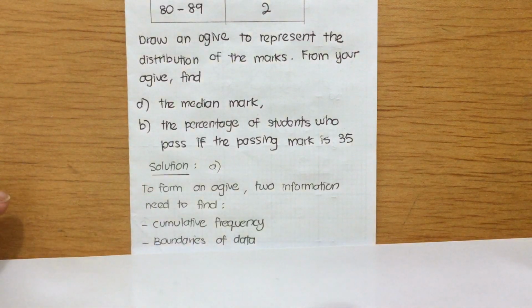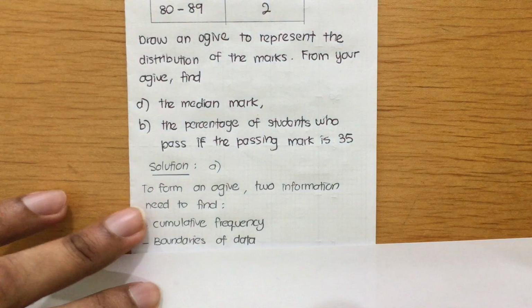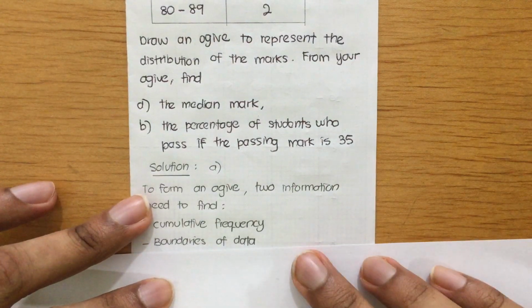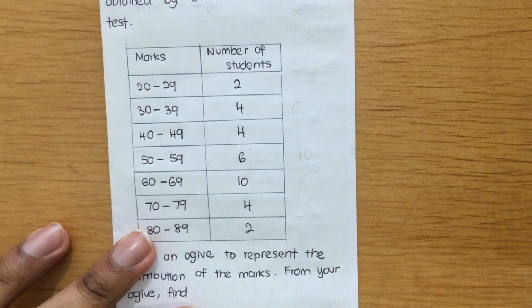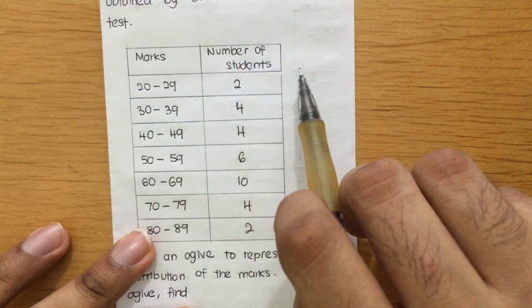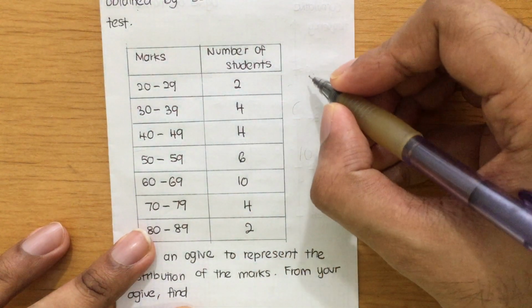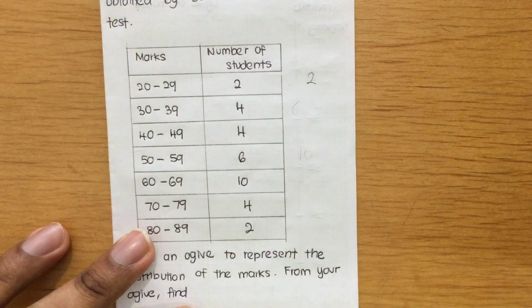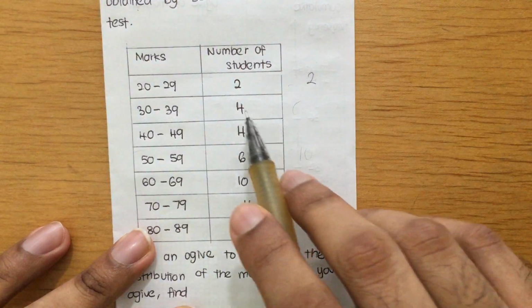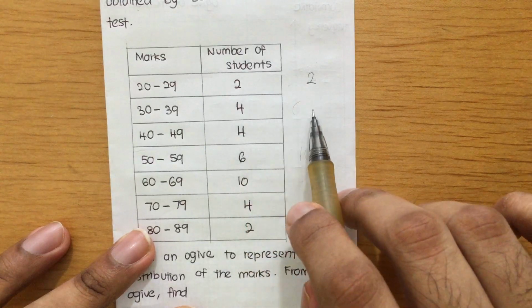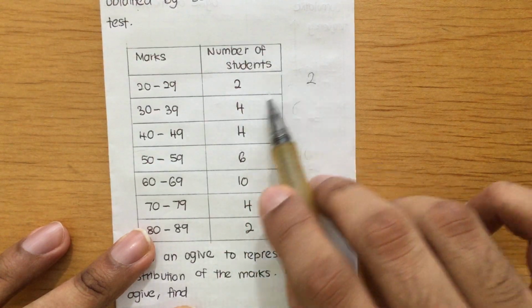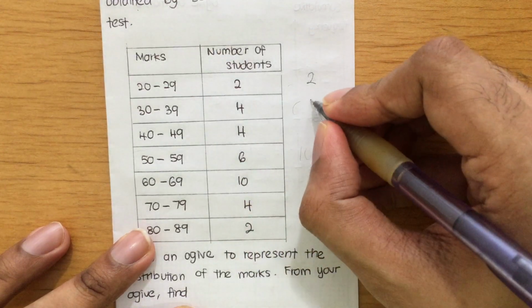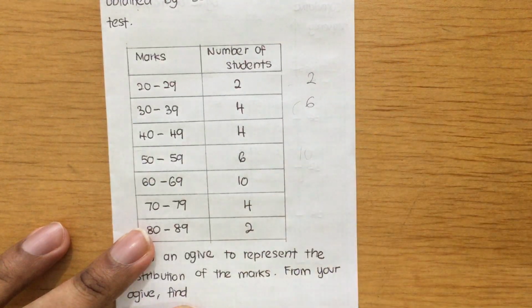Okay, what is a cumulative frequency guys, by the way? I'm going to show you one simple example. Let me pull this paper up again. Let's say this is your frequency, 2. So your cumulative frequency, I'm going to begin here with 2. For the second data, your frequency is 4. However, your cumulative frequency is not 4 guys. Your cumulative frequency is 2 plus 4, so you'll get 6.